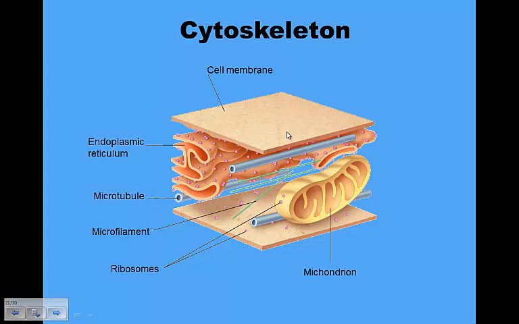There's a picture of the cytoskeleton. So here's the structure inside the cell. You can see the cell membrane there on either side. Here's the endoplasmic reticulum, but these structures here, these are the microtubules, as I said, they look like large tubes. And these are the microfilaments, they just look like strings or smaller strands.